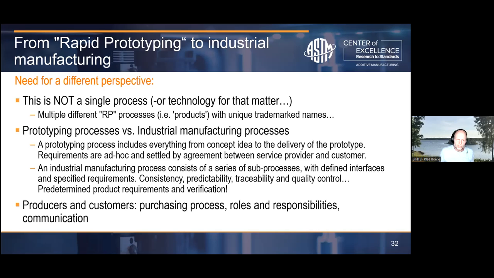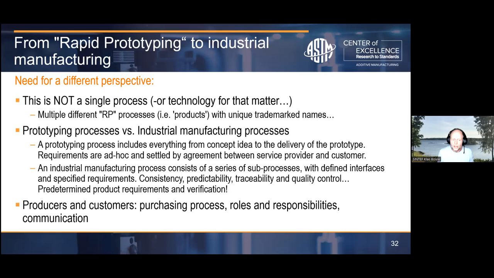A prototyping process includes everything from the concept idea to delivery of the prototype. The requirements are always ad hoc and can be settled by agreement between the service provider and the customer. But an industrial manufacturing process consists of a series of sub-processes and operations, and they all have defined interfaces and specific requirements. So we have a totally different need for consistency, predictability, traceability, and quality control. You need to have predetermined product requirements and verification throughout the industrial manufacturing process, which is not required in prototyping.